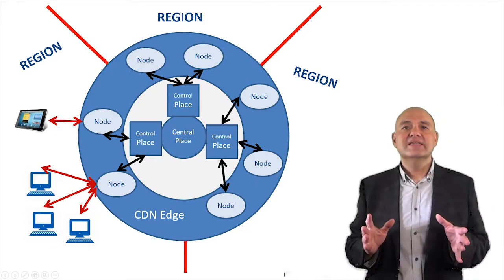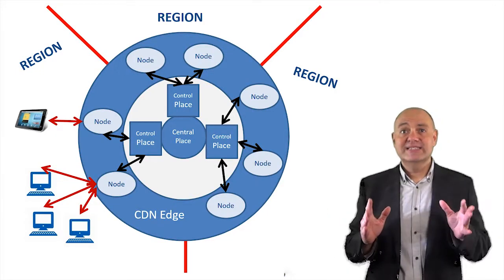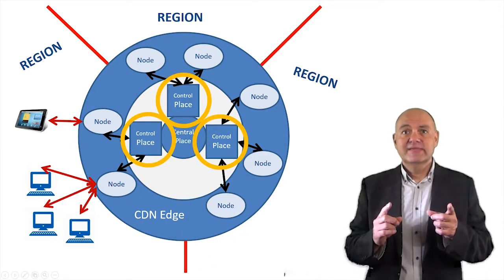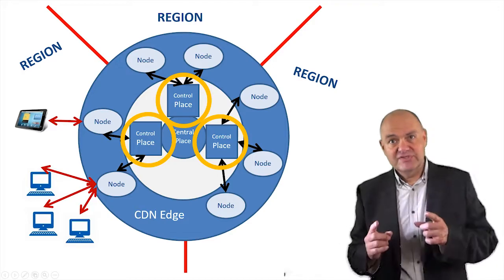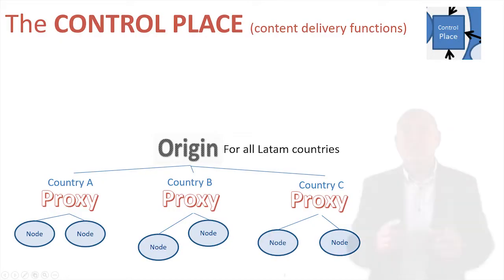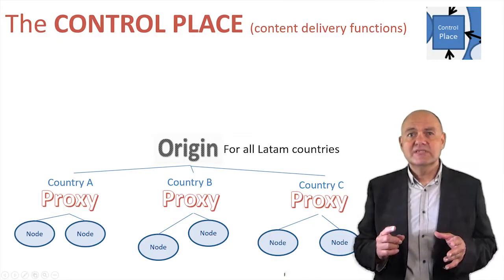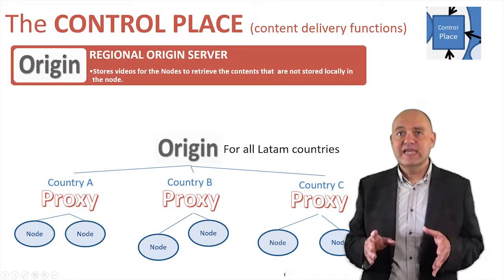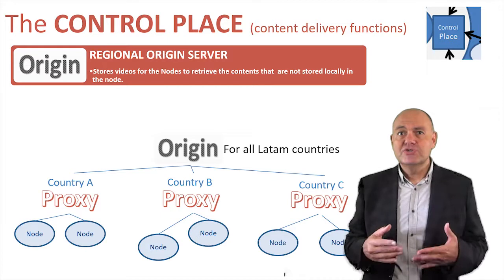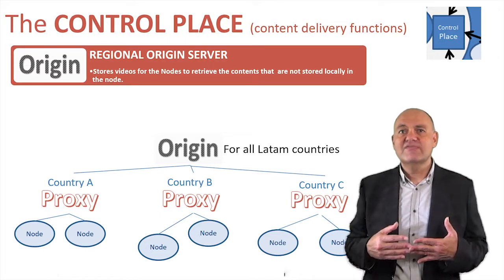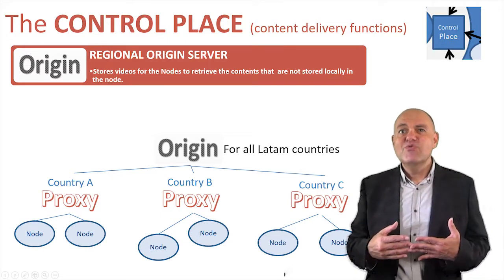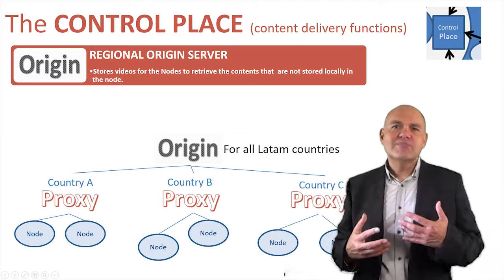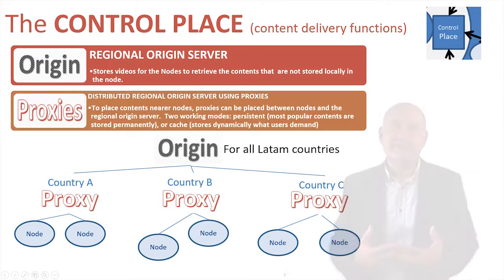Again, the CDN scheme. And now let's have a look into the control plane, architecture and functions. Most regional contents are stored in the control plane, which is a regional site. This is done in order to save international traffic costs. That way, movies that are not stored locally in the nodes can be retrieved from the regional control planes.